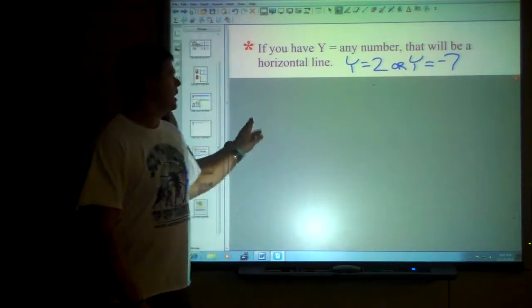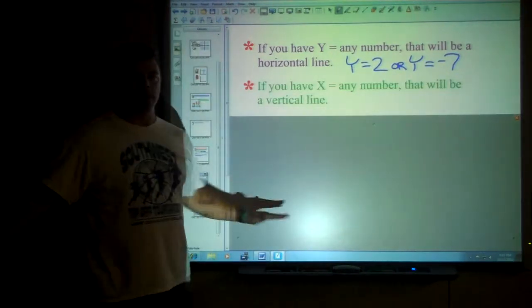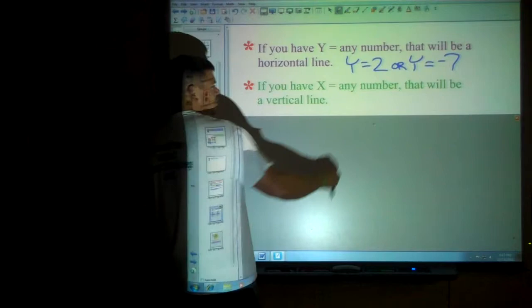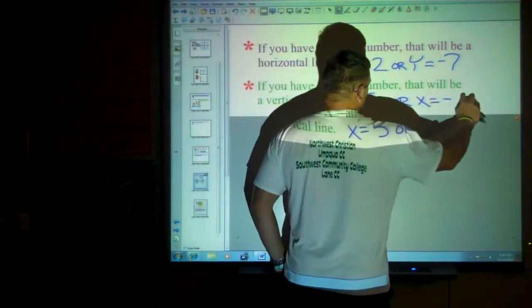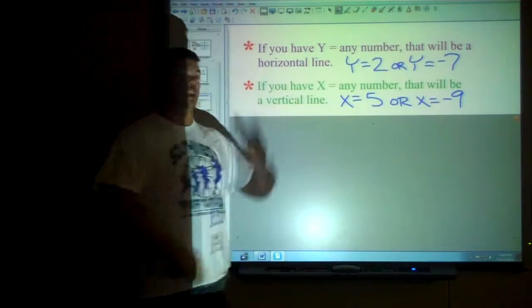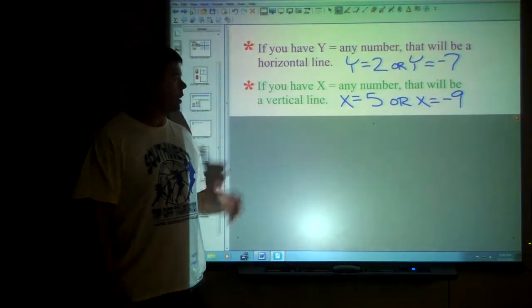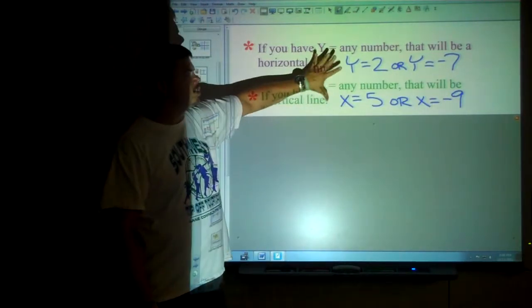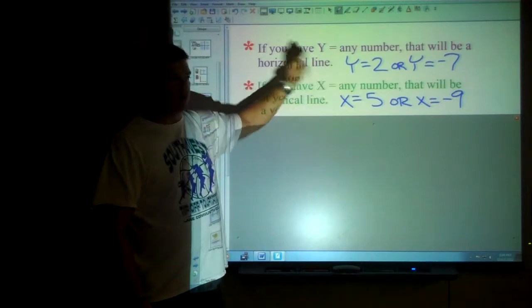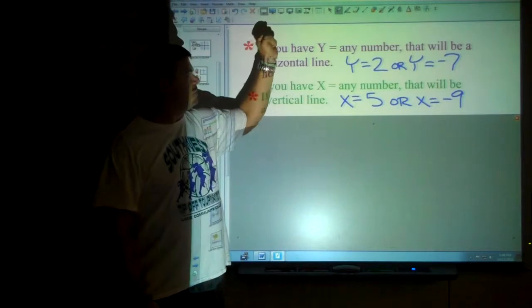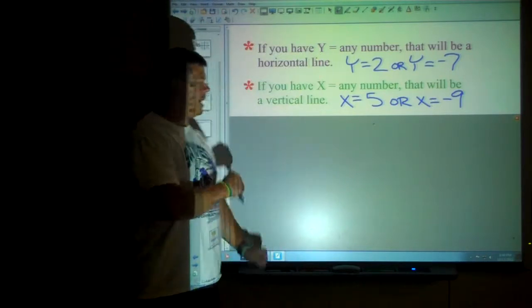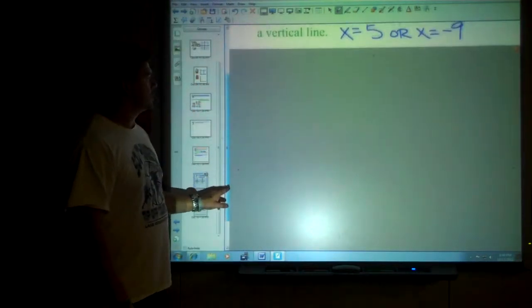If you have just x, meaning no y in it at all, so you have x equals 5 or x equals -9, something like that, then you're going to have a vertical line. These are two special circumstances where the moment you see only x, bam, you know it's vertical. The moment you see only y, you know, bam, it's got to be horizontal. So let's look at that.